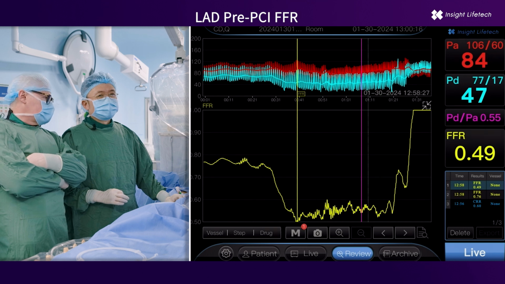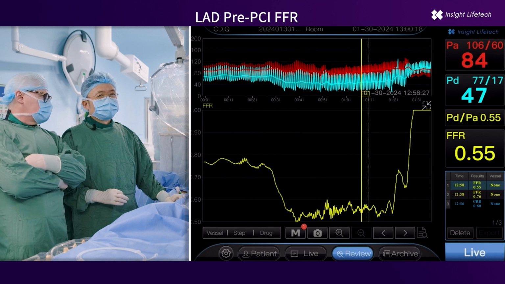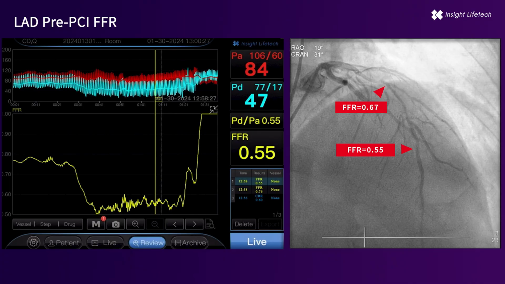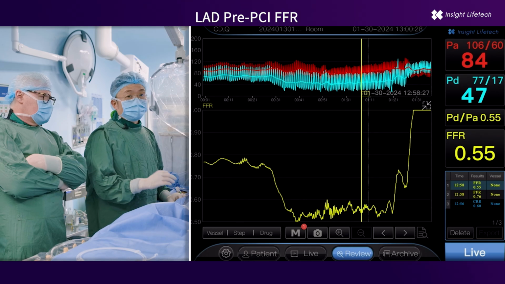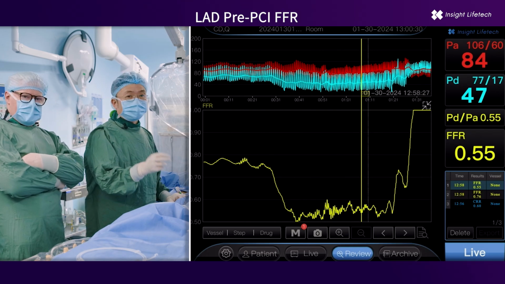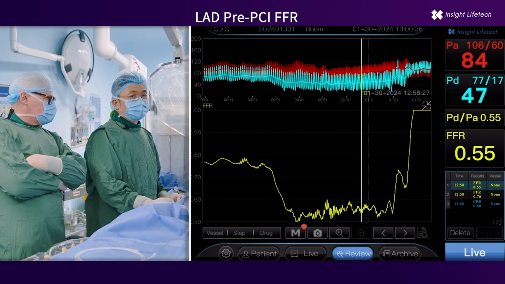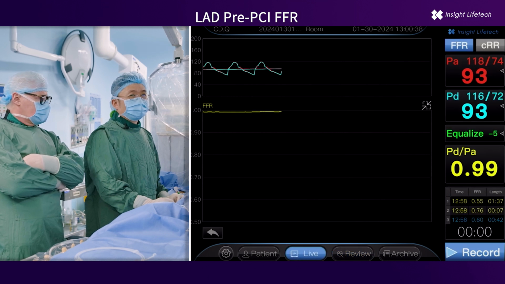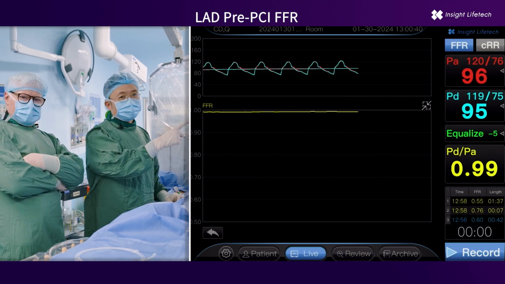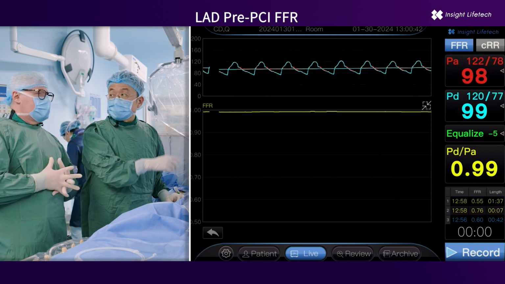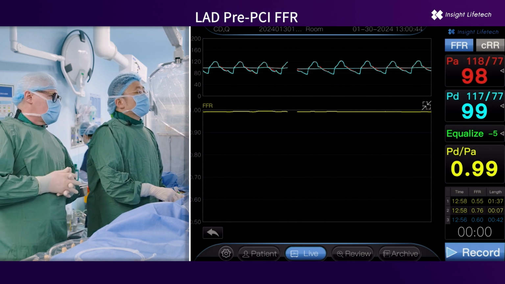We will of course recalibrate. We will do another equalization before the next measurements. But I believe that we can trust this assessment. We have very long diffuse disease, but the most significant one, according to physiology, seems to be in the proximal part. Maybe there was some movement of the guiding catheter. Yeah, maybe it was caused by the guide. Yeah, you are right.